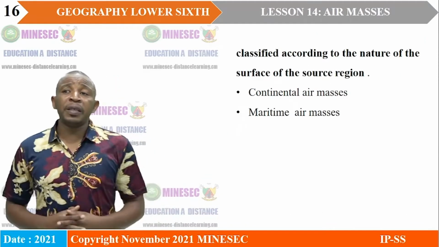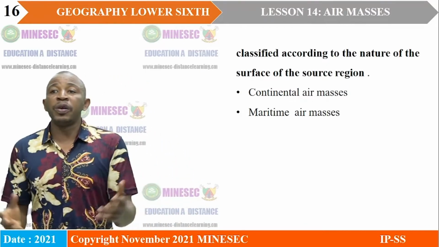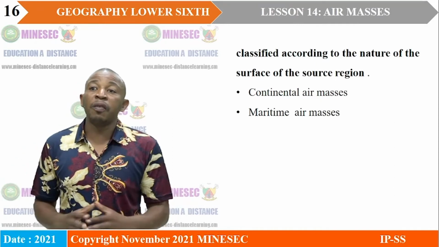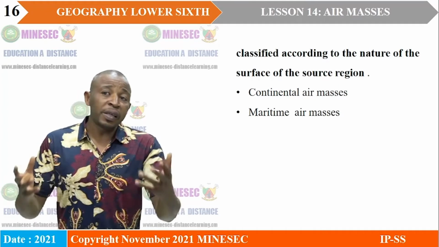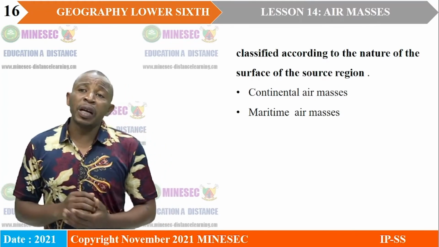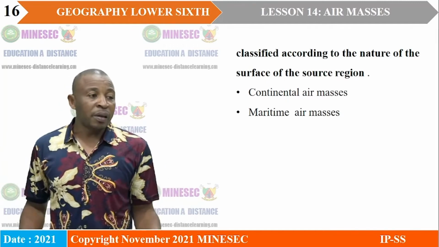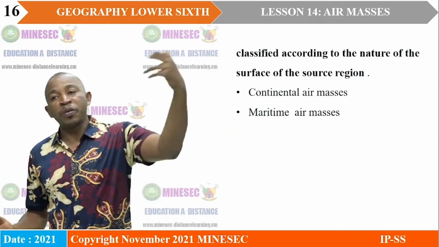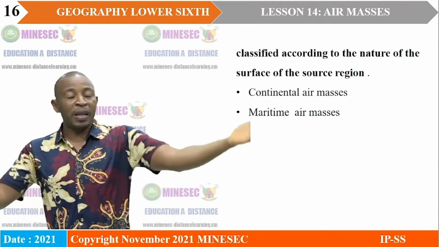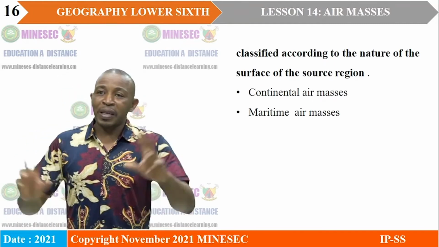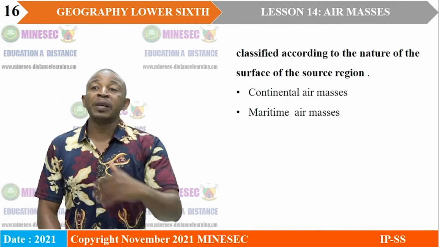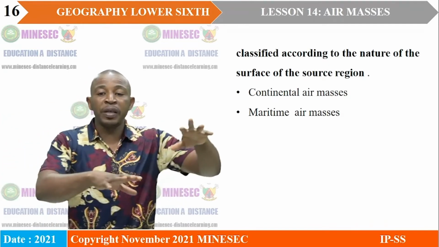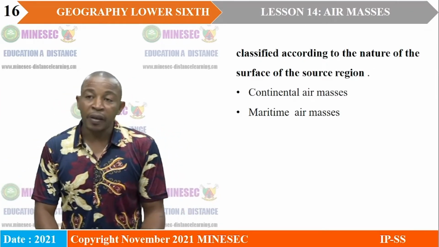We can also classify them according to the nature of the surface over which they flow or over which they originate, the surface of the source region. In this case, a distinction can be made between continental air masses, those that originate in the continent, and the maritime air masses, those that originate over the ocean, and they flow into the sea. So that is how we can distinguish them based on the surface over which they flow. That is whether it's continent or whether it is just purely the ocean or the sea.